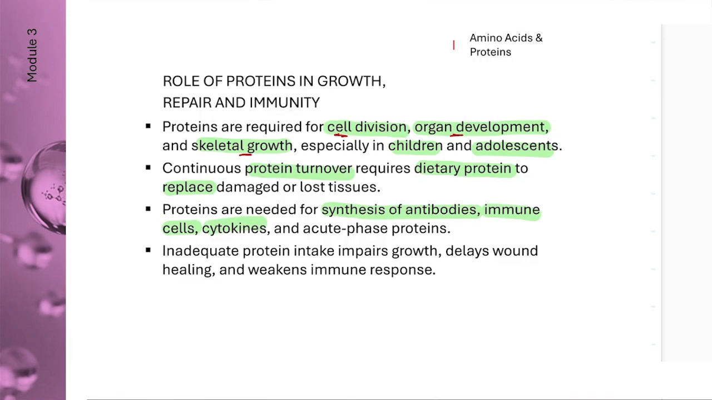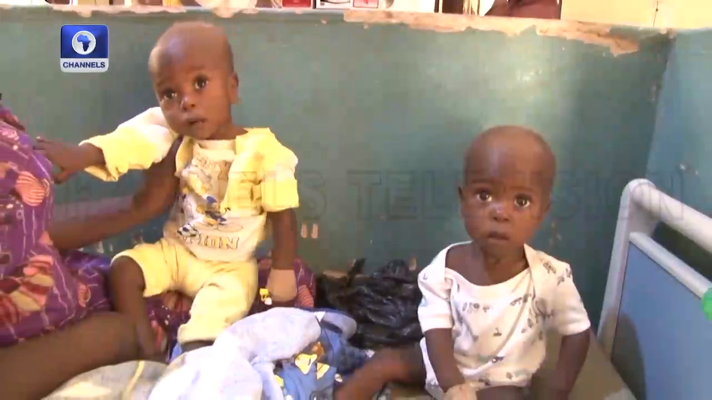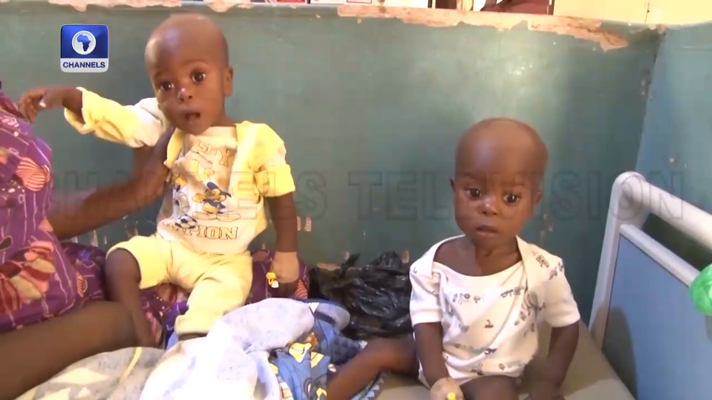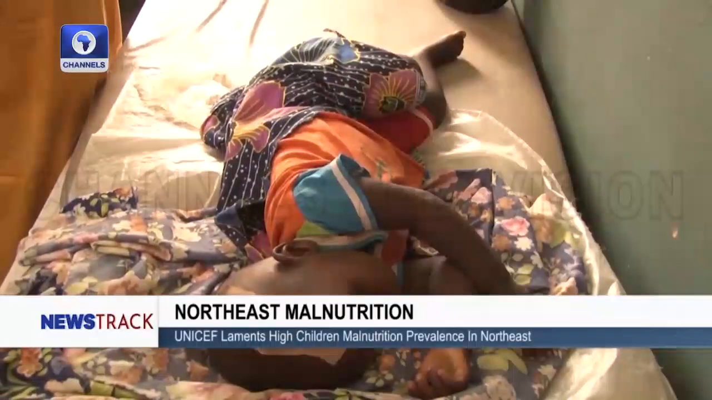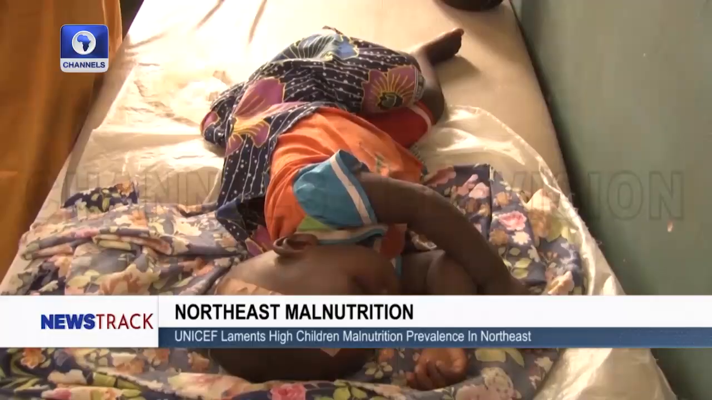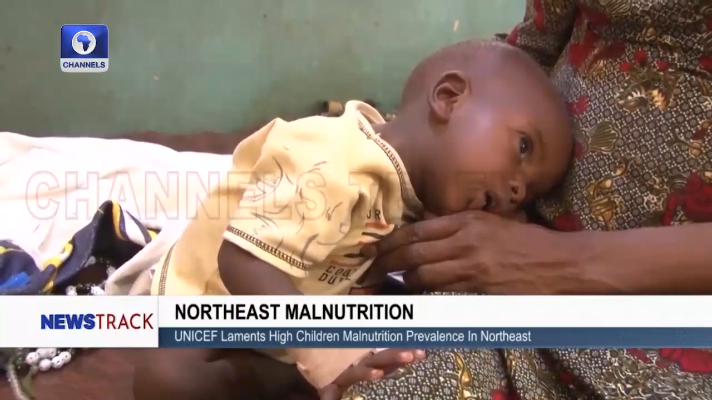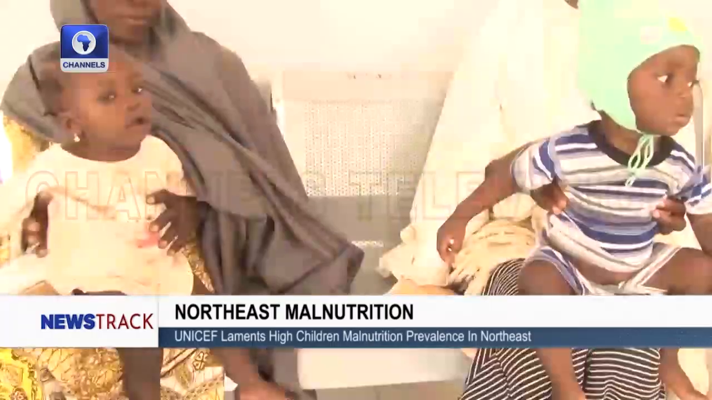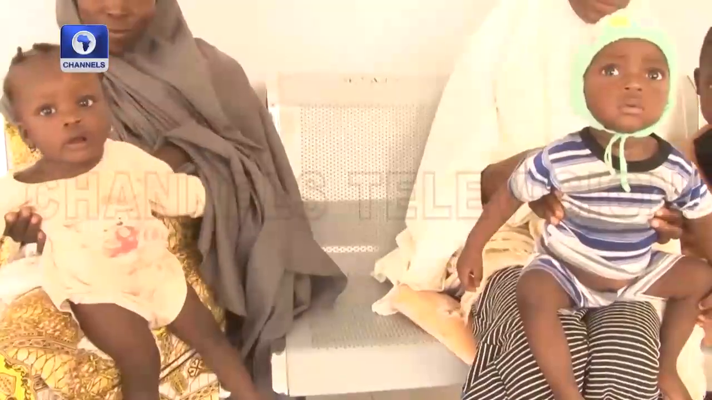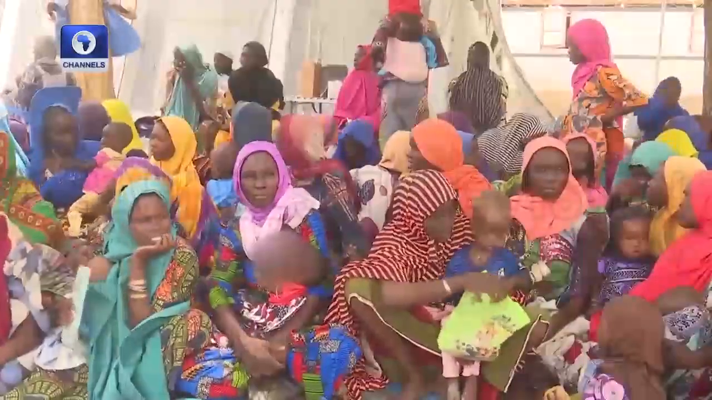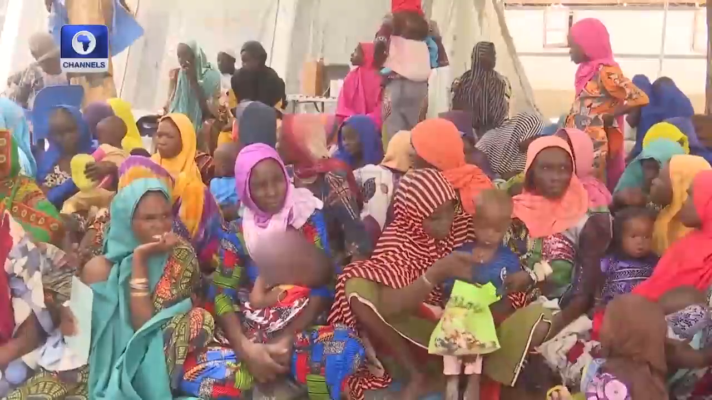And what happens during inadequacy, we see it evidently as growth impairment. We see it in a stunted child, in a wasted child, in an underweight child, and we see it in cases in which wounds are not healing fast, and in cases where the immune system is weak.